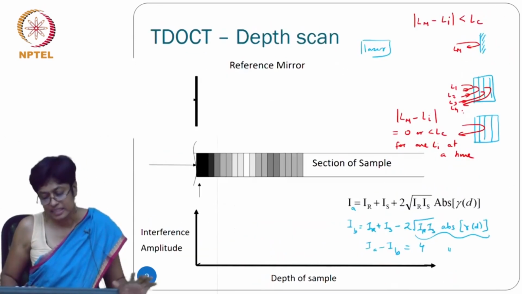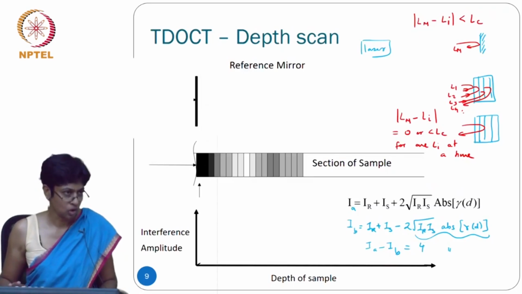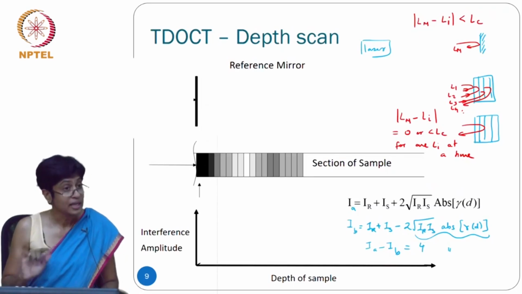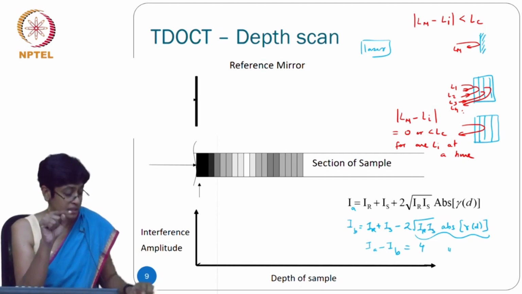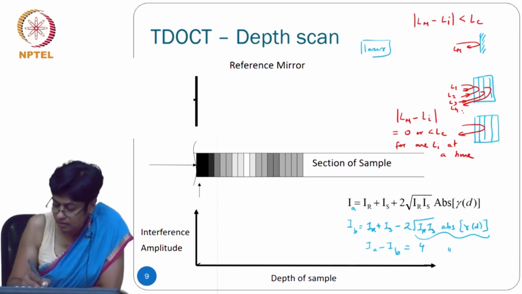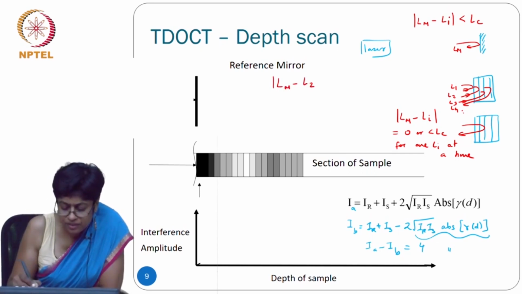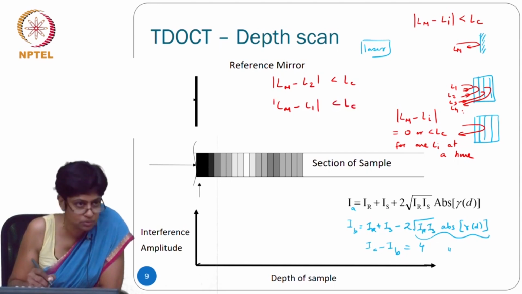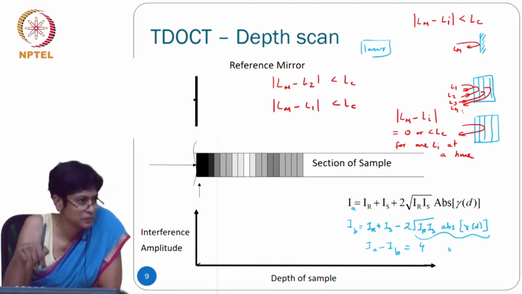So this at least gives you an idea of optical coherence tomography. He asked a very relevant question. It seems like if I say Lm minus L2 is less than Lc, then Lm minus L1 should be less than Lc too, right? It seems like that, but that's not the case. I want you to think about this. Why is that not the case?